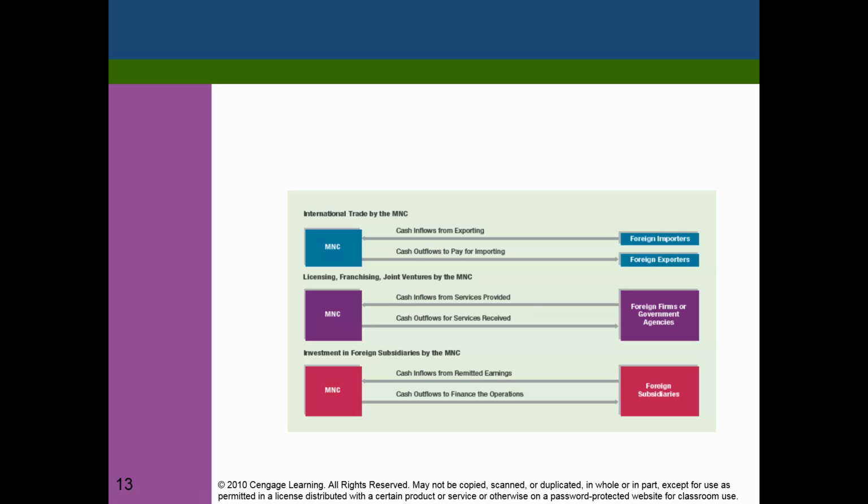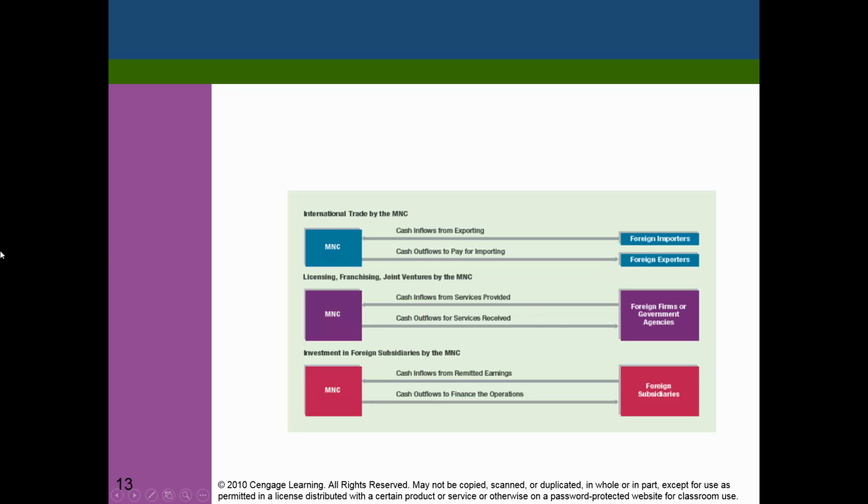Now what we have here is that it talks about international trade by the MNC, and in this case MNC imports inflows from exporting. So if they sold products abroad, so that could be a Microsoft or that could be an Apple, they basically sell their products abroad and they receive the cash inflows. Or if you look at a company such as Walmart, which is mainly an importer, they have to pay the money and then they basically receive the products.